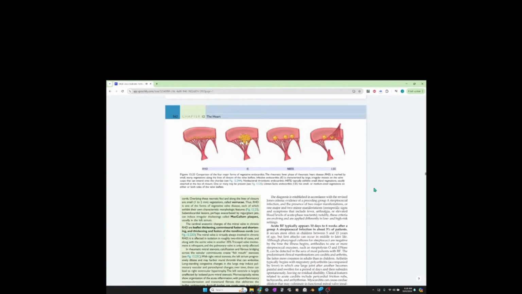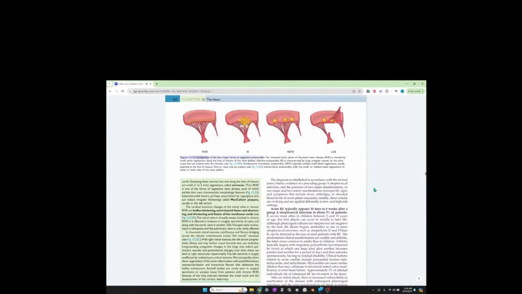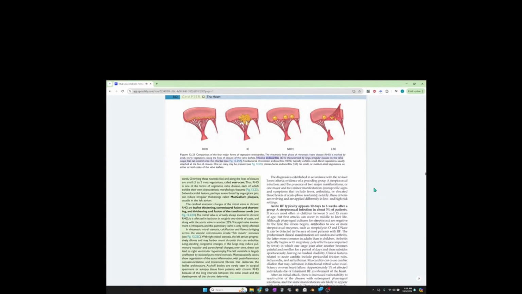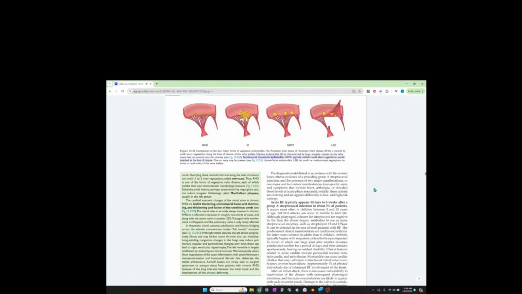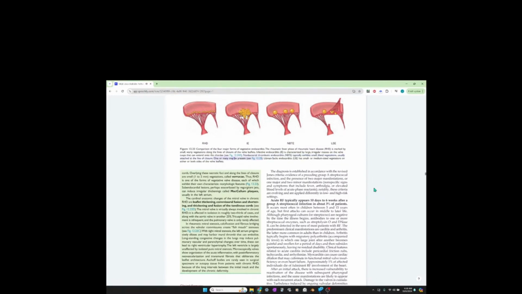Figure 12.23. Comparison of the 4 major forms of vegetative endocarditis. The rheumatic fever phase of rheumatic heart disease is marked by small, warty vegetations along the lines of closure of the valve leaflets. Infective endocarditis is characterized by large, irregular masses on the valve cusps that can extend onto the chordae. Non-bacterial thrombotic endocarditis typically exhibits small, bland vegetations, usually attached at the line of closure. One or many may be present. Libman-Sacks endocarditis has small or medium-sized vegetations on either or both sides of the valve leaflets.